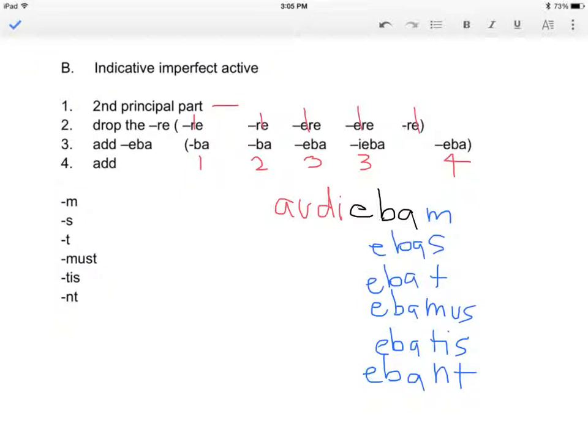And then you have your theme, which is the same all the way through, the second principal part minus the RE. That's the imperfect. The imperfect is always translated in the same way, was or used to. This would translate as I used to hear or I was hearing.